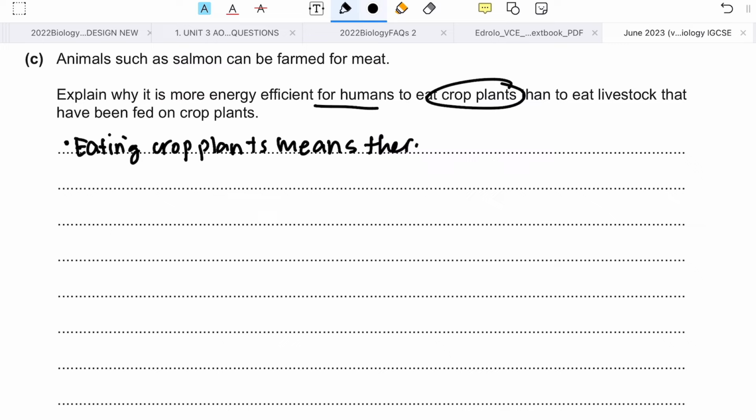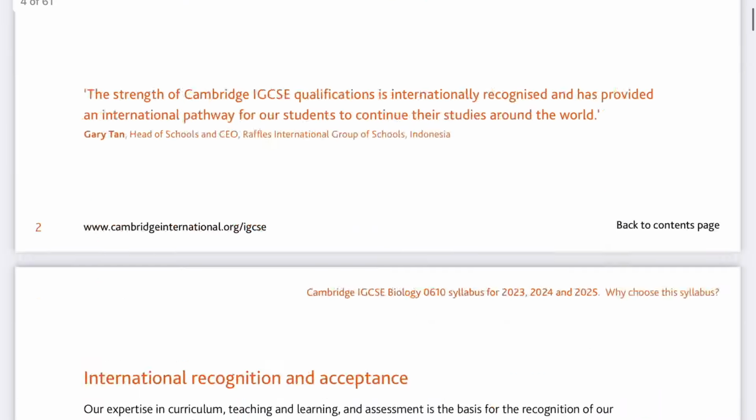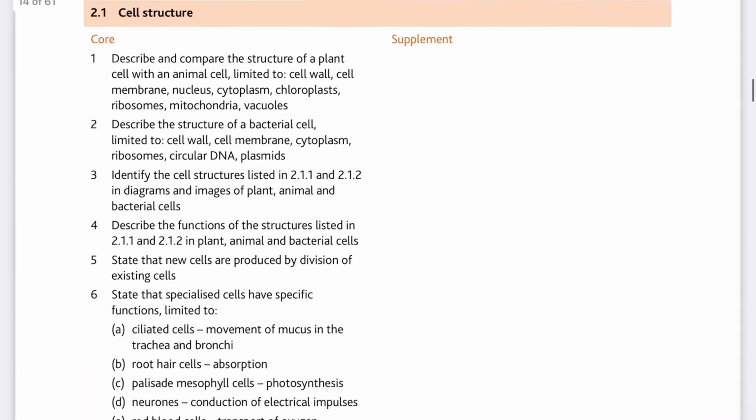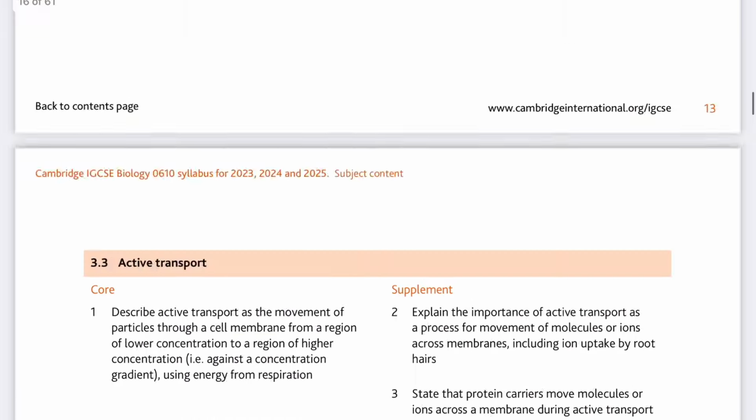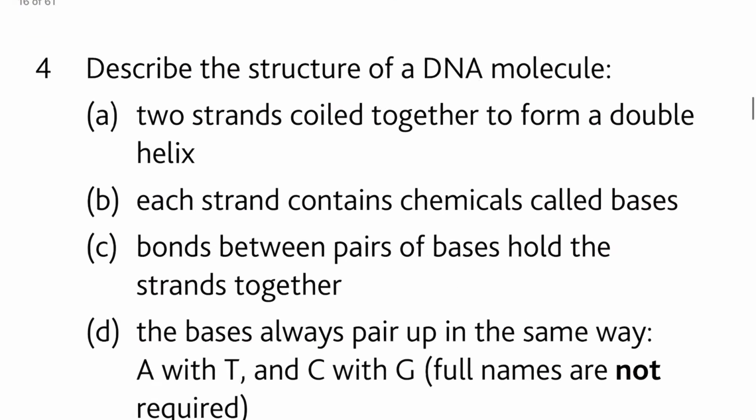Instead of scrolling through 5 years, 10 years worth of past papers, which takes a hell of a lot of time, what I would do instead is to go to your specification, go to your syllabus, that orange document that you have on the Cambridge website, and actually look at the dot points given.